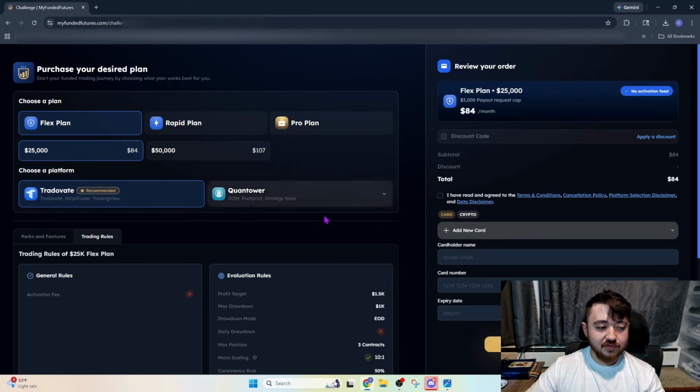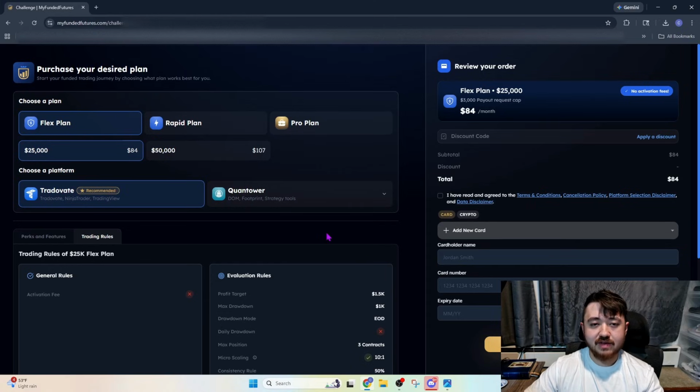So for the flex plan, if you guys didn't know, MyFundedFutures had the core plan, which was a really good plan, and a lot of people loved it. It was like $77, no activation fee for the 50k account. And so the flex plan is basically like the core plan. You just need 5 winning days, and you can request 50% of your balance.